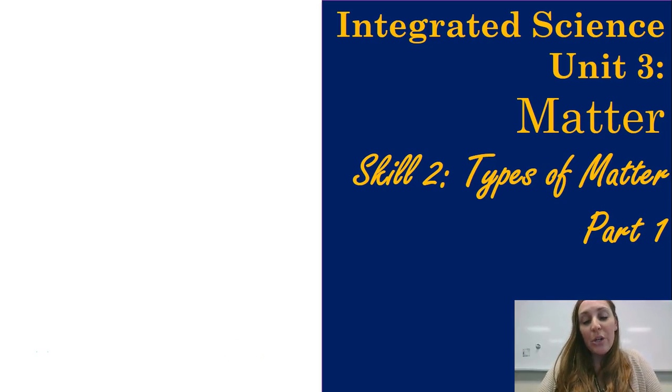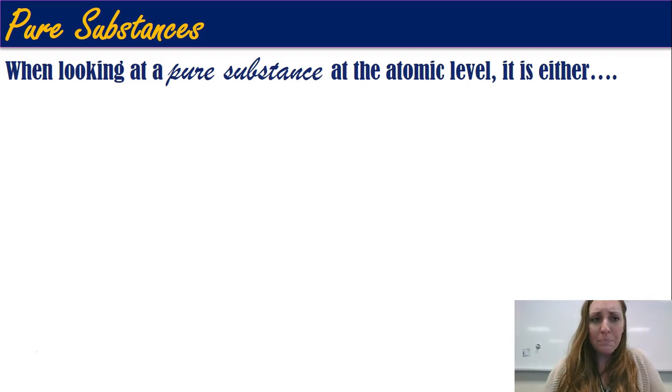We're in Chemistry Unit 3, Skill 2, Types of Matter. So this is part 1. We're just going to introduce the different types of matter. Last skill in Unit 3, we discovered what matter is. So now we're just going to classify it a little bit.